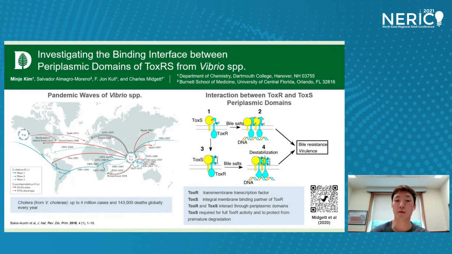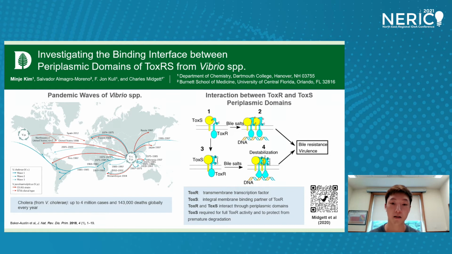Hi, everyone. My goal is to investigate the binding interface between the paired periplasmic domains of the ToxR-S complex from Vibrio species. Importantly, cholera has about 4 million cases and about 143,000 deaths worldwide every year. And in a case like Vibrio cholerae, ToxR is required for human pathogenesis.